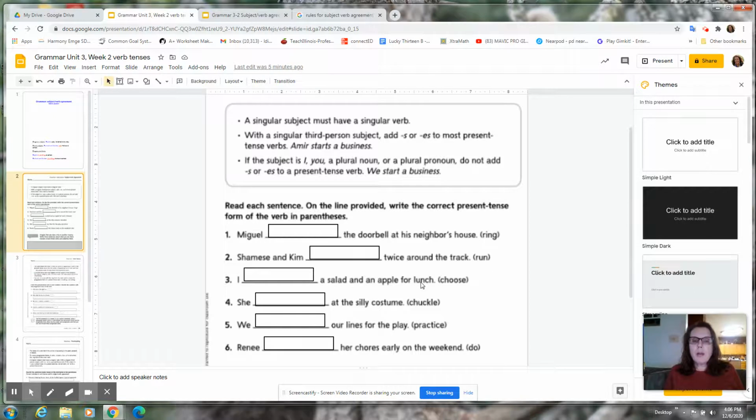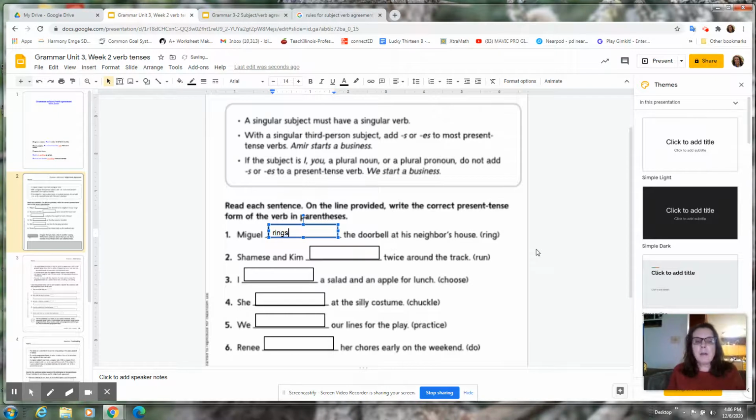So let's go ahead and look at this and see what we're going to do. It says, read each sentence. On the line provided, write the correct present tense form of the verb in parentheses. So it says, Miguel blanked the doorbell at his neighbor's house. Now, remember, it's present tense, okay? Hopefully you'll remember that present tense. So in order to do that, you're just going to write in Miguel rings. And I added an S here because Miguel is singular. So hopefully you remember that.